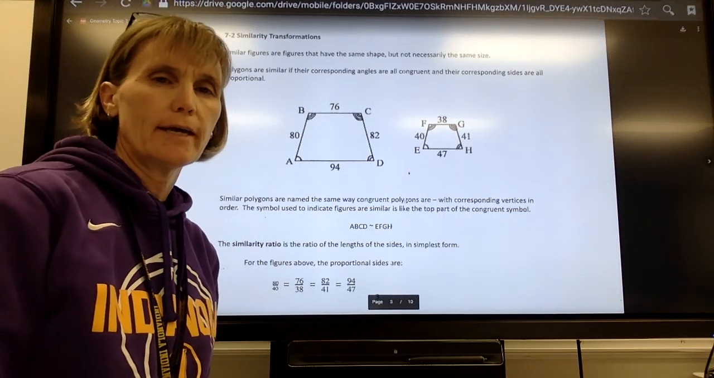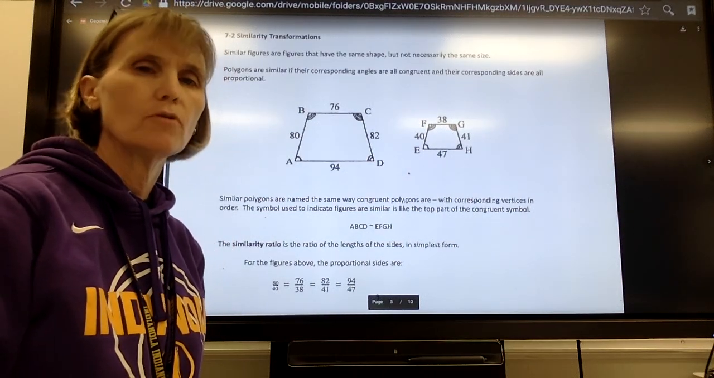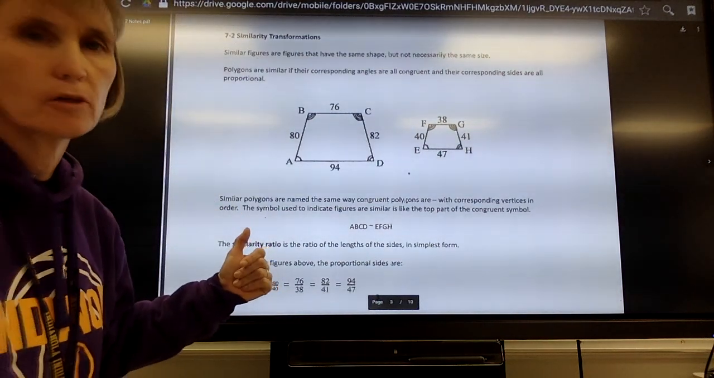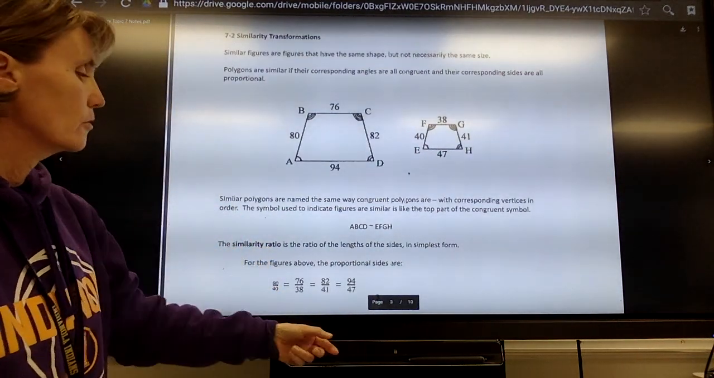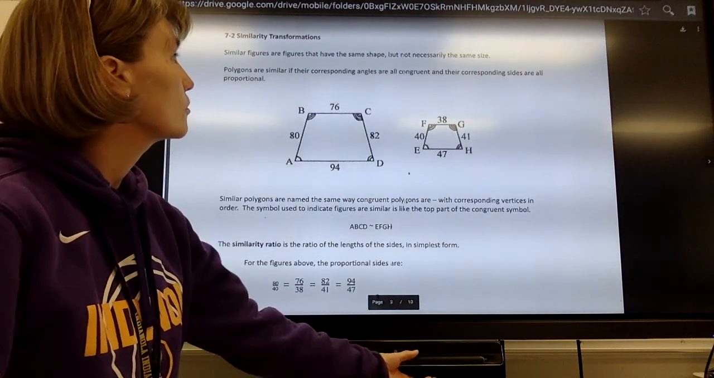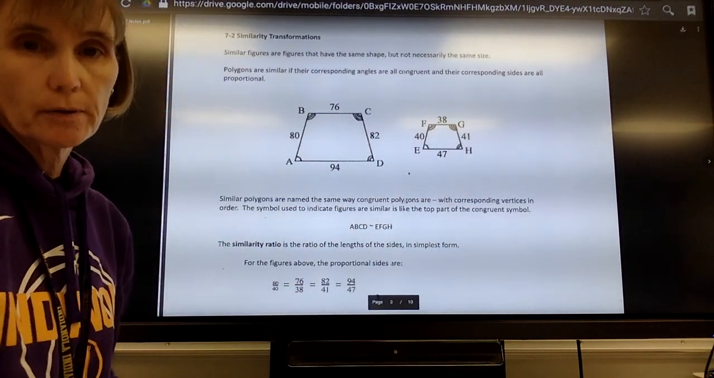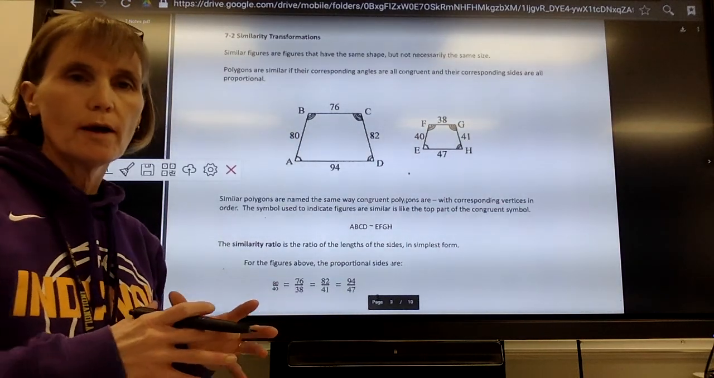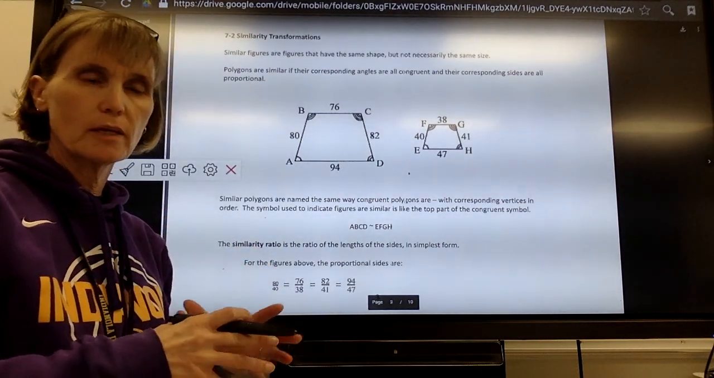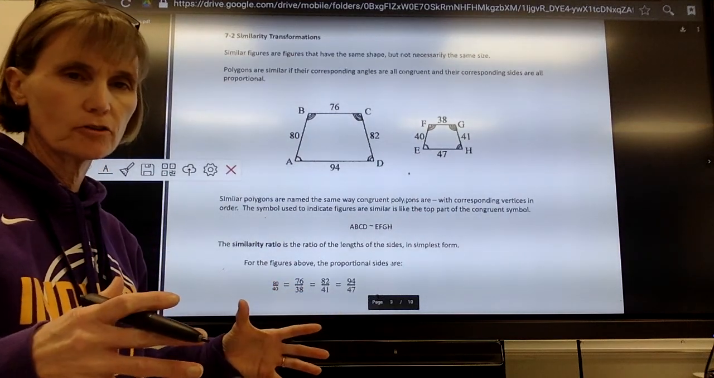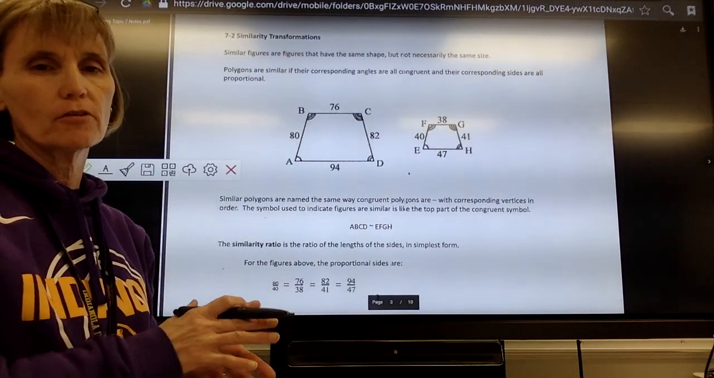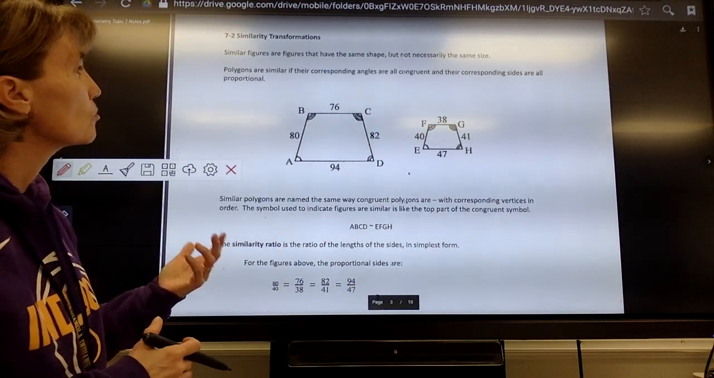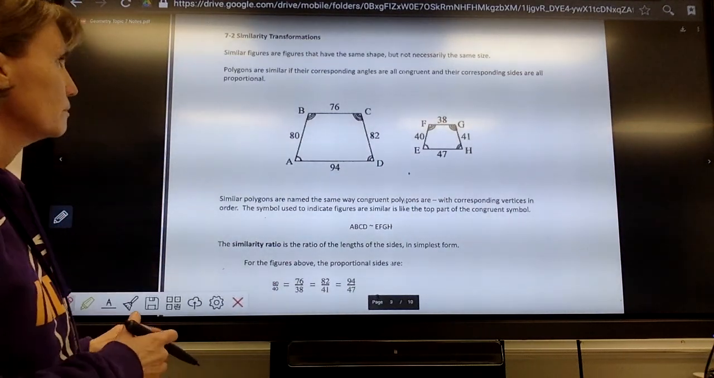Okay, now that we've looked at how to solve a proportion, we're going to move on with similar figures. Okay, 7.2, Similarity Transformations. Similar figures, it says, are figures that have the same shape, but not necessarily the same size. And we've already shown you how we dilate figures. We can either make them bigger with scale factors greater than 1, or we can make the figure smaller, but they have the same shape, they just change in size. Okay, that's what similar figures are.